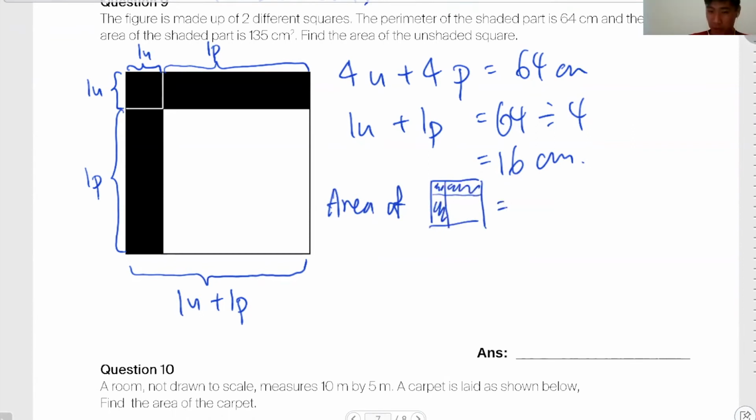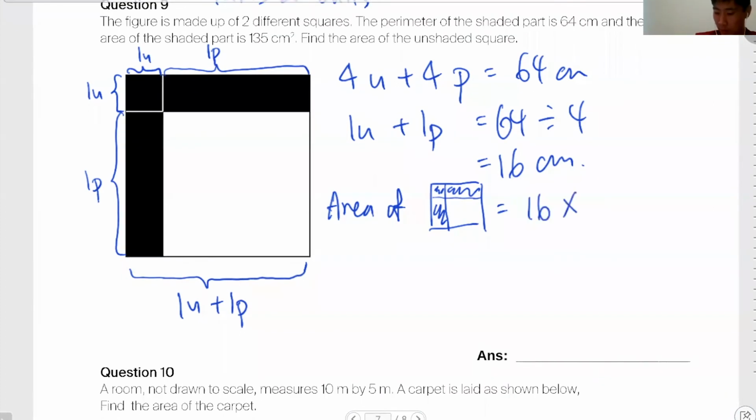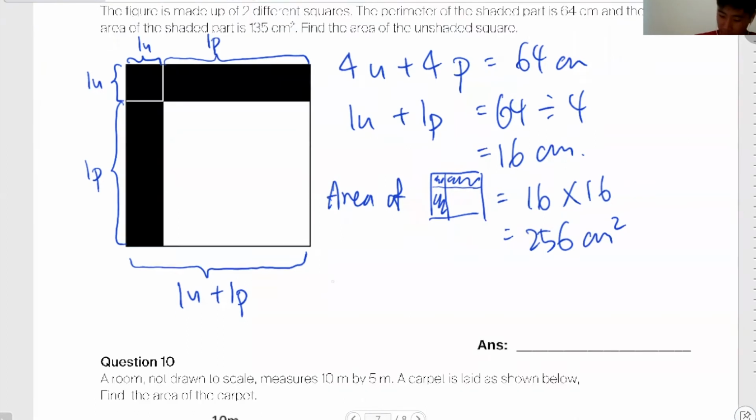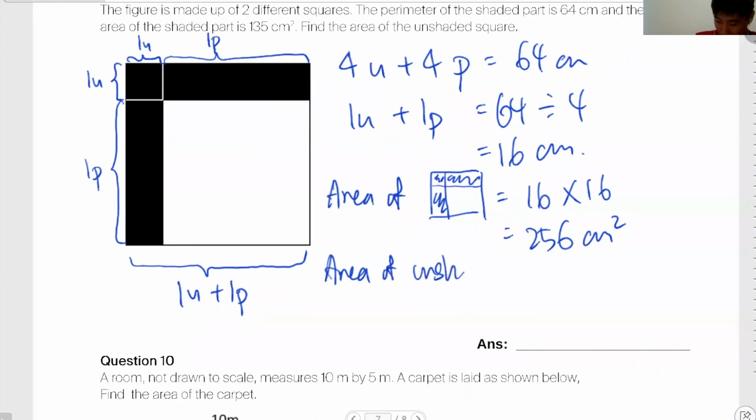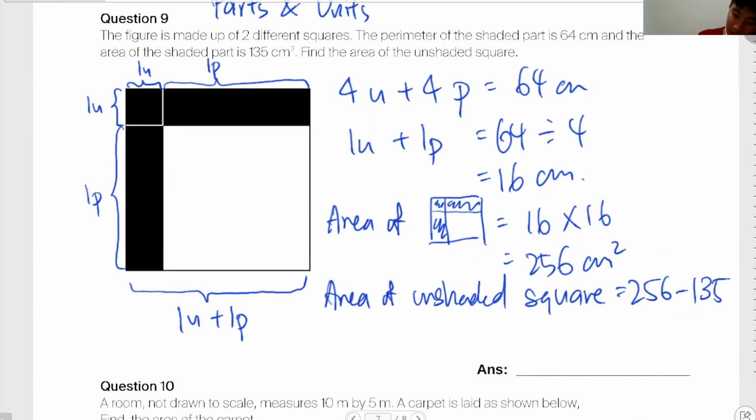What is the area of this? What is the area of this, right? Very simple. If you know that the length, the side of one big square is 16, the area has to be 16 times 16. And you're going to get 256 cm squared, right? And because the question tells you that the area of the shaded part is 135 cm squared, the unshaded area is essentially 256 minus 135. Now, how do you know it's 135? Because it's mentioned here. Okay, and then you're going to get 121 cm squared, and that's your final answer.